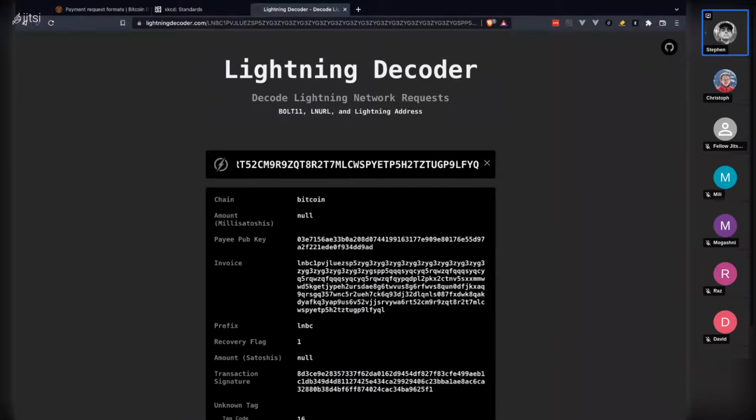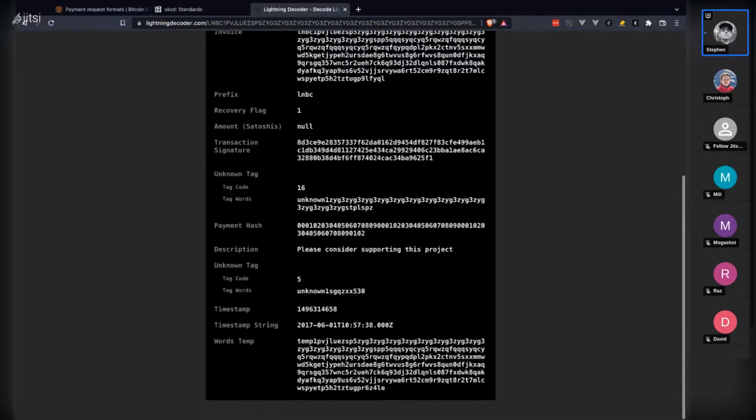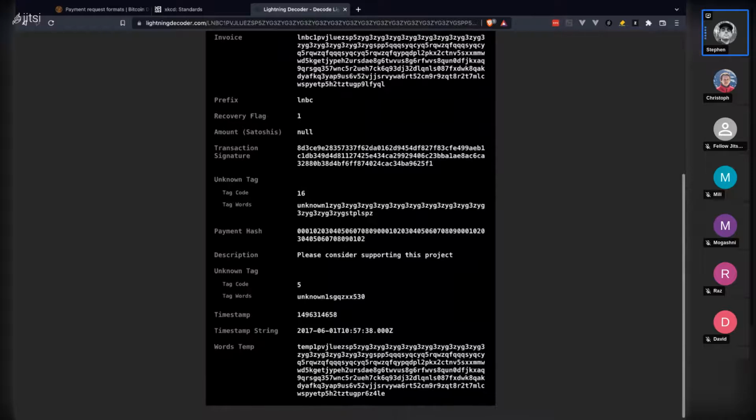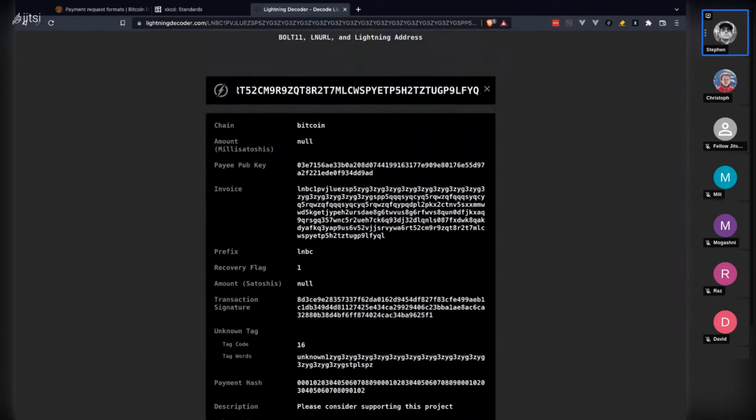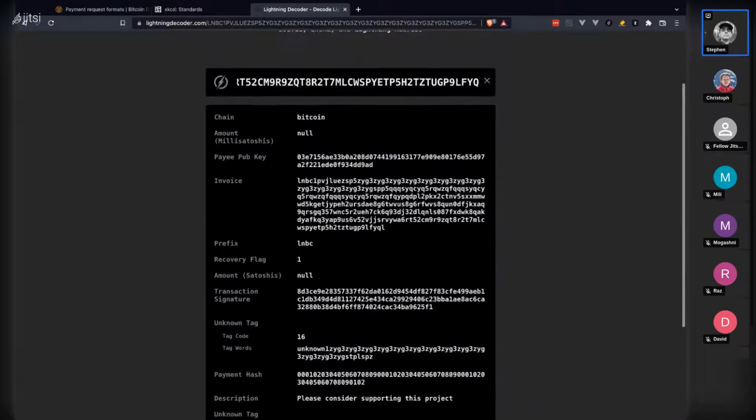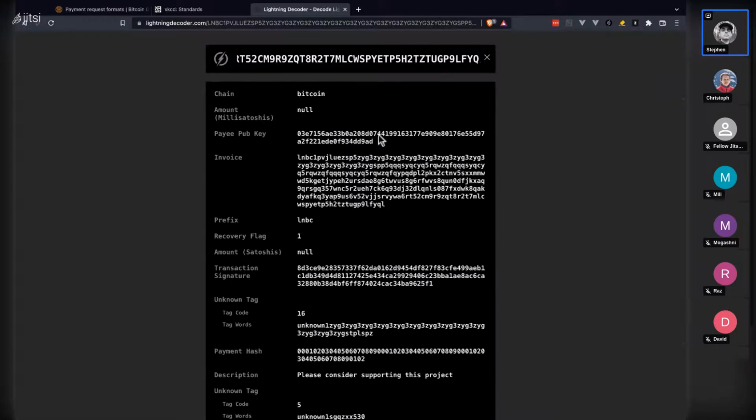Yeah, so basically what I've done here is I've just put this into the Lightning decoder. I think Andre from Zebedee made this thing. I put it in here and basically decoded it into something a human can understand. And it's like, this invoice basically contains, hey, here's the public key of the node that you're paying. And this is the amount that you're required to pay or requested to pay.